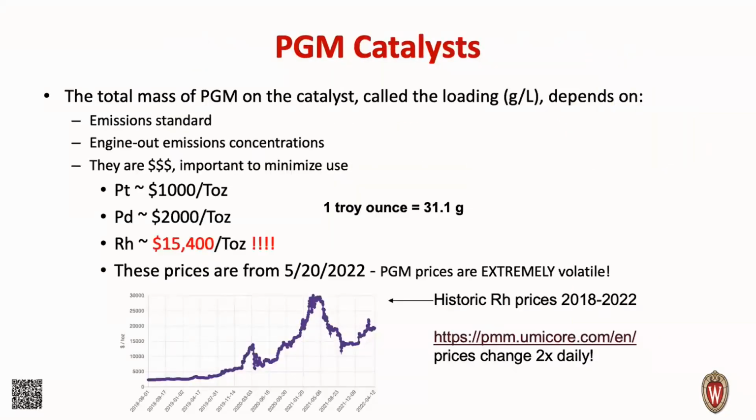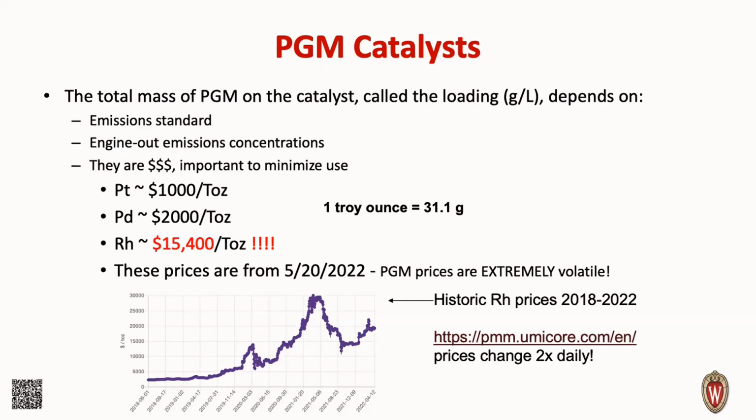These PGM catalysts, we talk about how much of them are on the catalyst by talking about the loading. The loading is given in grams per liter, where the liter is the volume of the full catalytic converter device. And how much you need depends on a number of things. It depends on emission standards, it depends on what your engine is putting out, and it depends on how much you can afford, sort of, because they're really, really expensive. So it's important to minimize their use. 1 troy ounce is about 31.1 grams.